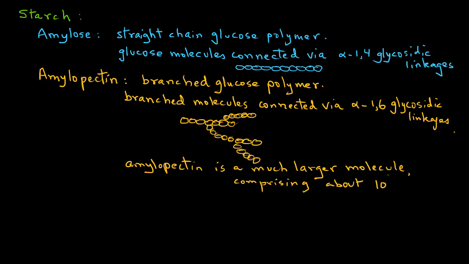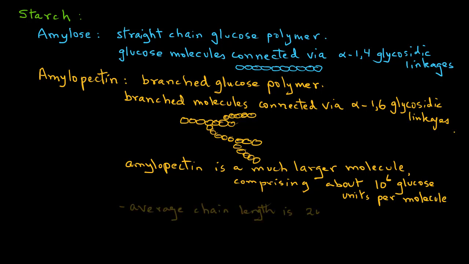It comprises about 10^6, or a million, glucose units per molecule. The average chain length in case of amylopectin is about 20 to 25 units. About 20% of the starch in our diet is made up of amylose, and the remaining 80% is in the form of amylopectin. Some of the common sources of amylopectin and amylose include corn, potatoes, rice, and bread.